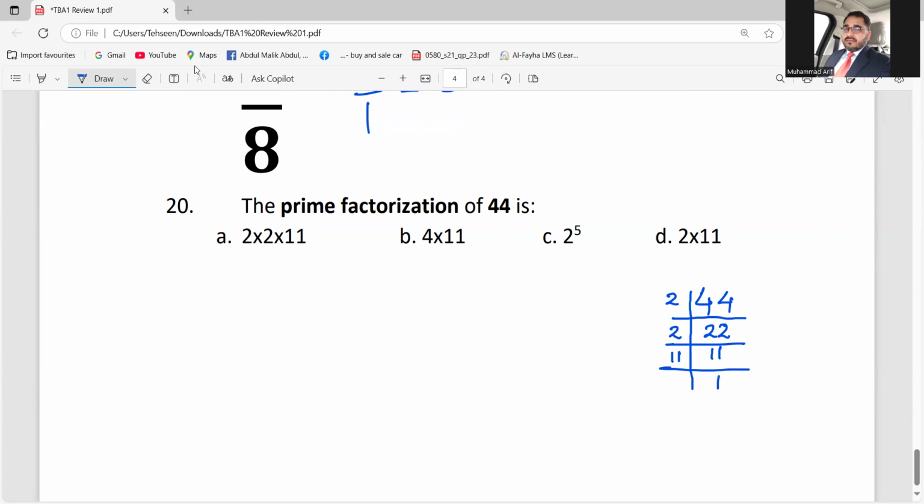Here the prime factors are 2 multiply 2 multiply 11. All these prime numbers at the left, this one and this one. This is the answer. Sorry, here option A. The correct option is A.